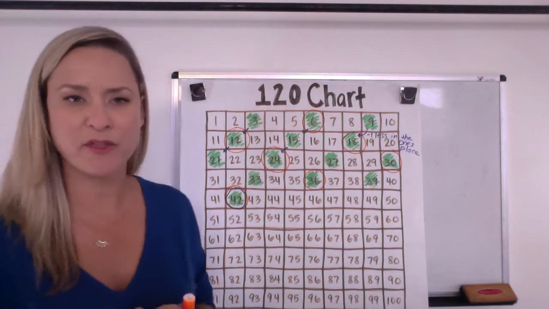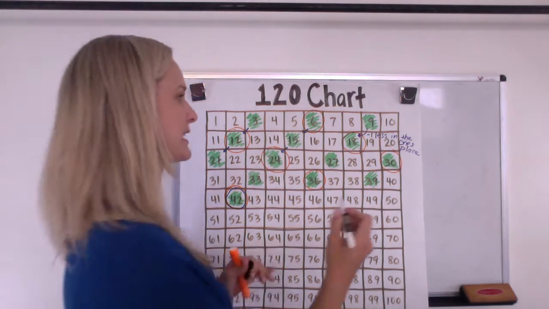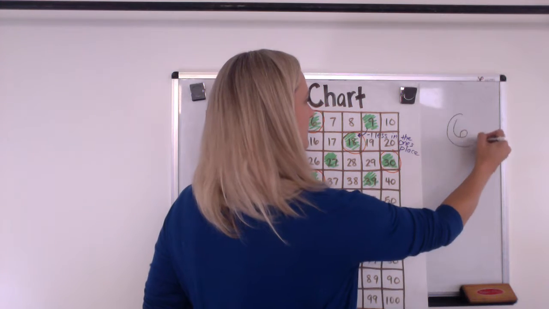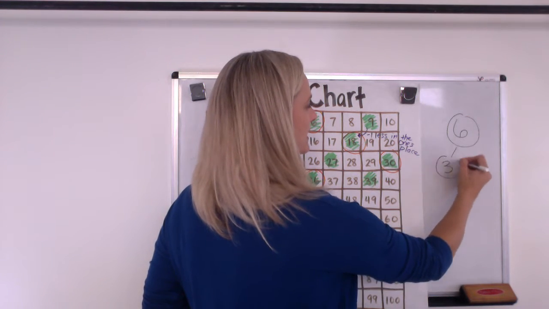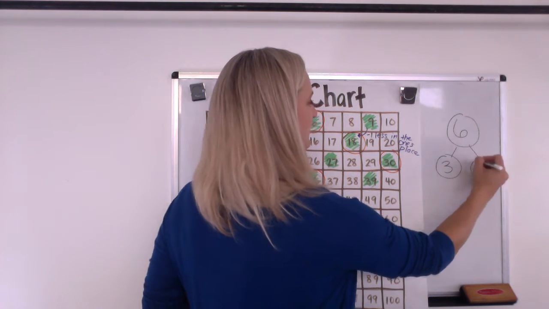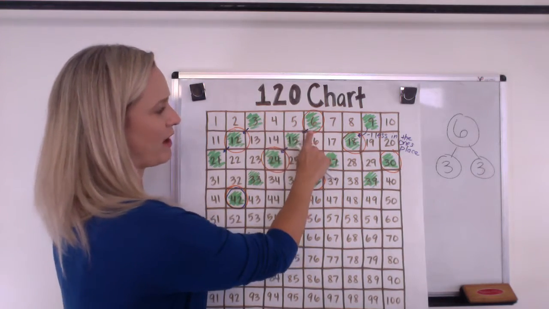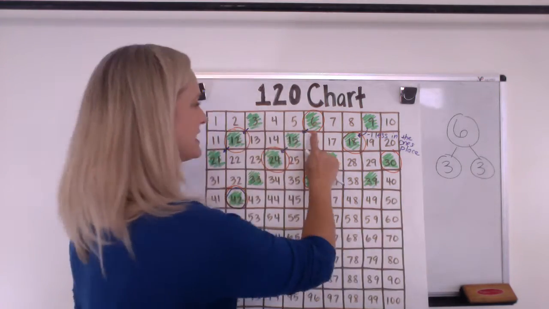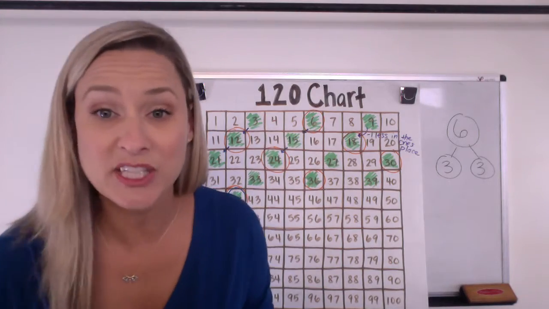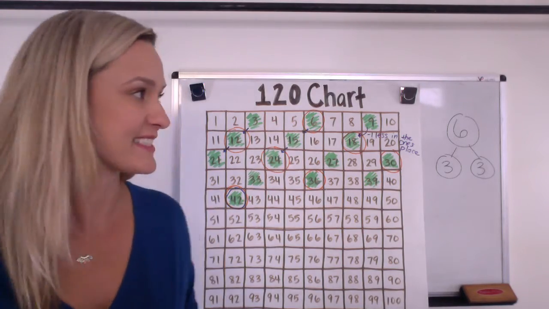So how many 3s are inside of a 6? It's made up of a 3 and another 3, right? So we know we get to skip that 3, but we're going to count that one because there are 2 3s in a 6. So we can actually use our 3s to help us with our 6s.